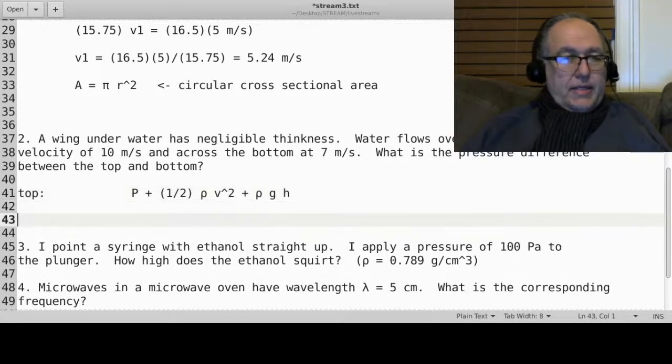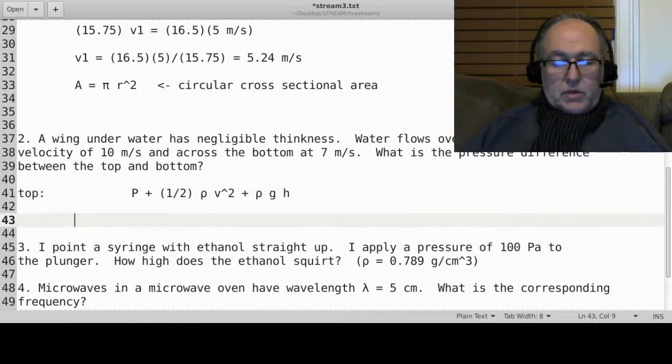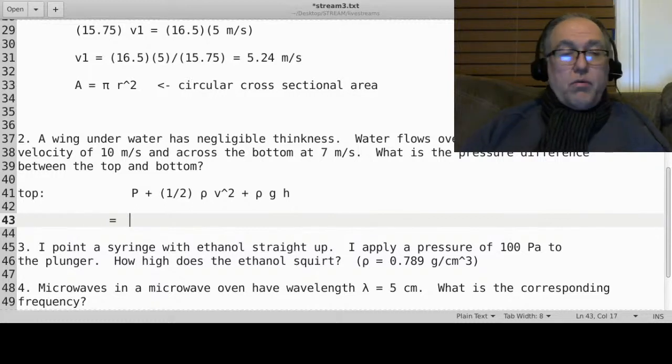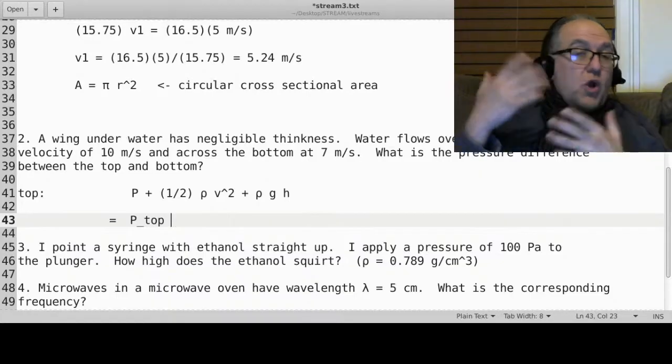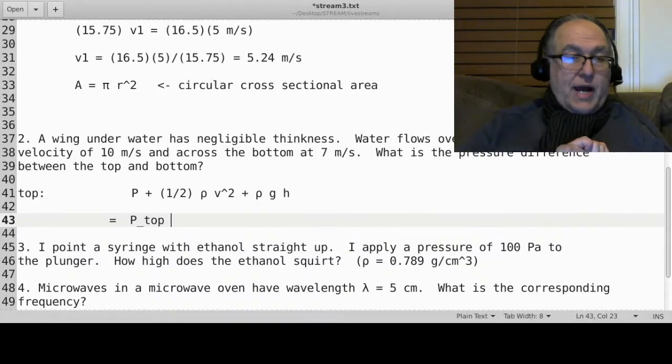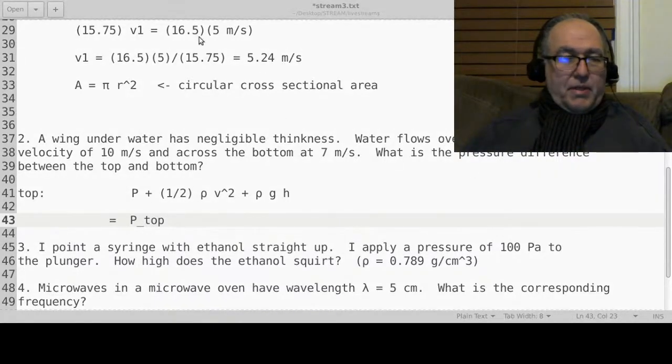Okay, and what's that going to equal? Well, the first thing you'll say is, what does P equal? We don't know. So how about we just say P underscore top, like that? Okay, so that's just the pressure at the top. We do know that it has to be different at the top and the bottom because that's what I'm asking for. What's the pressure difference between the top and the bottom?